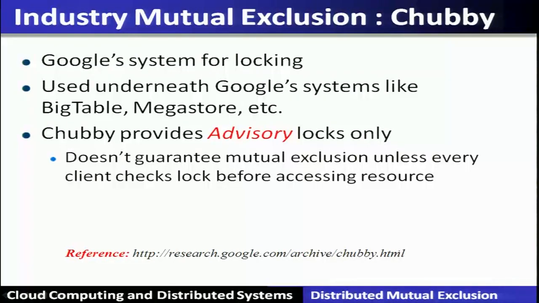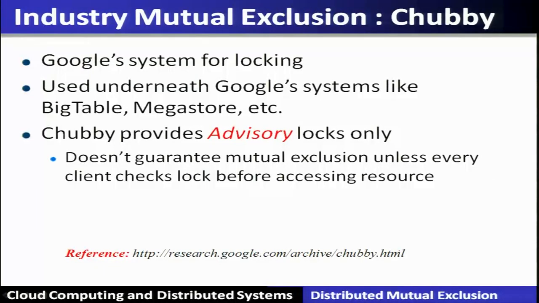So we are going to discuss briefly Google's Chubby system, which is nothing but a locking system which uses the Paxos-like scheme for handling failures, and also to solve the problem of distributed mutual exclusion. This Google Chubby system, in Google's systems, you can see its use in Bigtable and Megastore-like applications. Now the Chubby uses advisory locks.